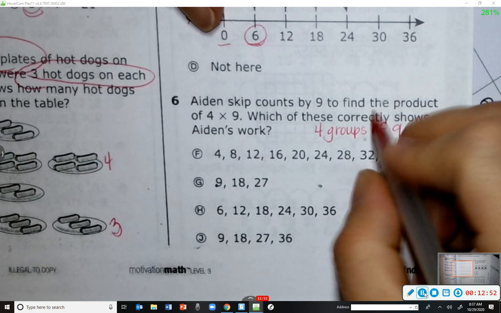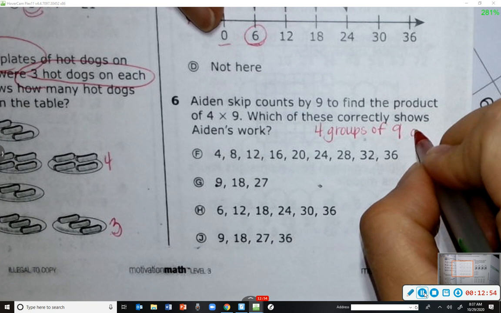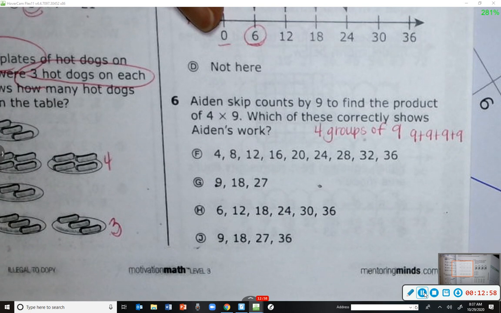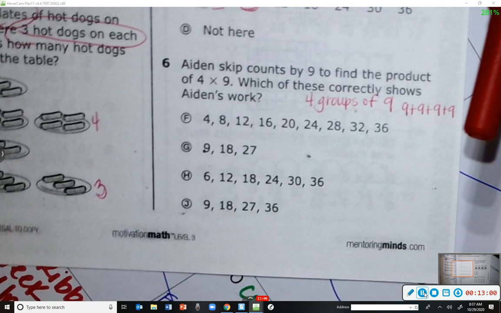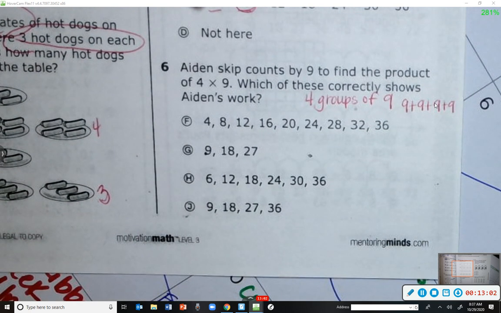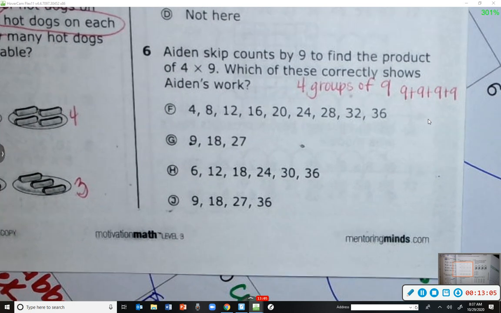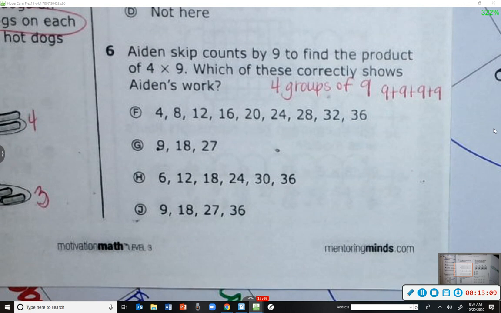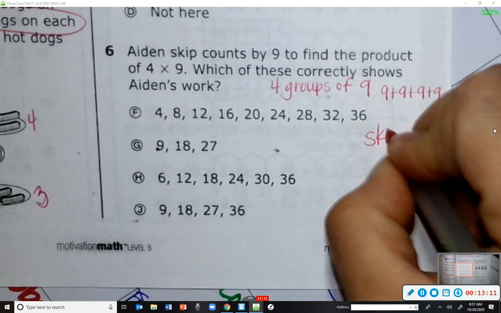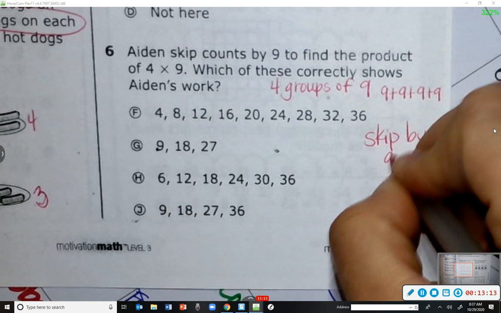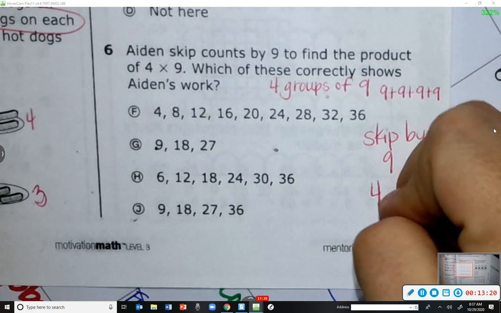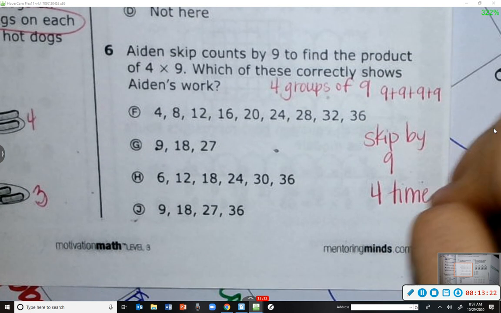Okay, or I'm going to add 9 4 times, right? So if I'm going to add 9 4 times, what would I be skipping by? 9. Good. I'm going to be skipping by 9. And I'm going to skip how many times? 4 times. Okay?